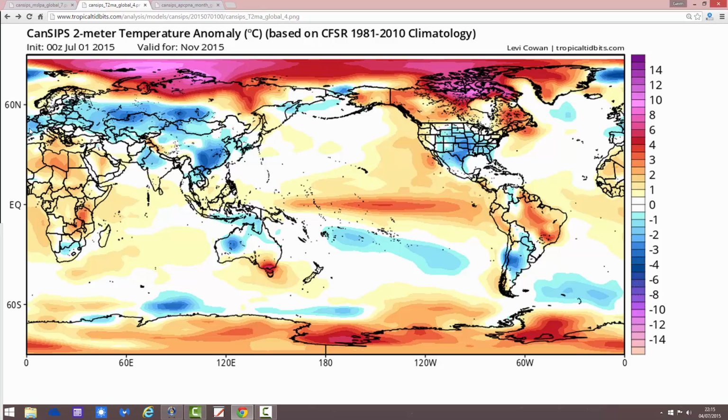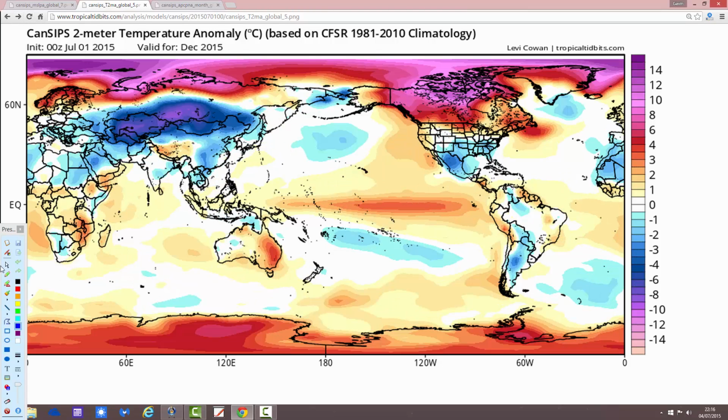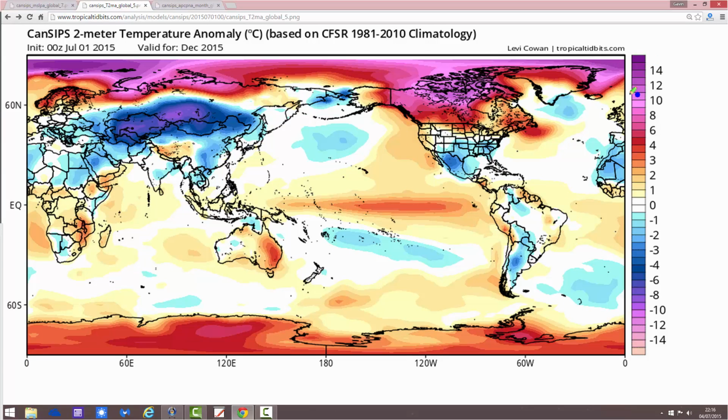So for November, we are hinting at a cooler than average month there. It does turn a little bit cooler in November. For December, quite interesting actually. I would expect this to be the other way around, November to be milder and December to be a bit cooler, but no, what it's actually going for in December is a slightly warmer than average month.